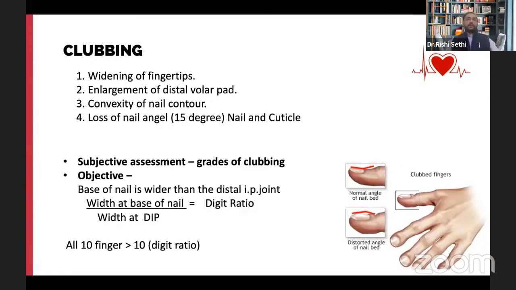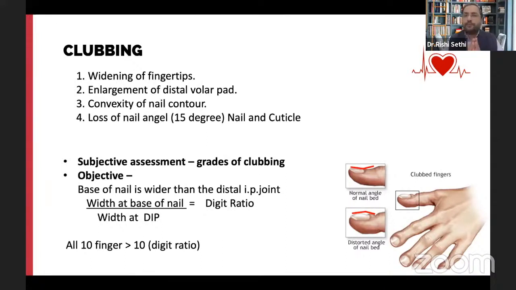So coming to clubbing. Clubbing is the widening of fingertips, enlargement of the distal volar pad of fat, convexity of nail contour, and loss of nail angle. So the normal angle between your nail and the cuticle is around 15 degrees, and that is probably one of the earliest things to go away. The subjective assessment of clubbing is done by grades of clubbing. We will be discussing grades of clubbing in the next slide.